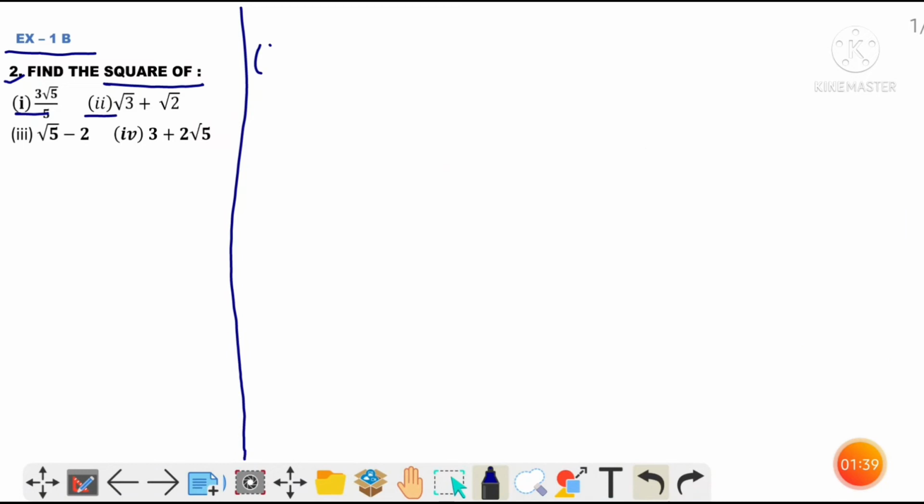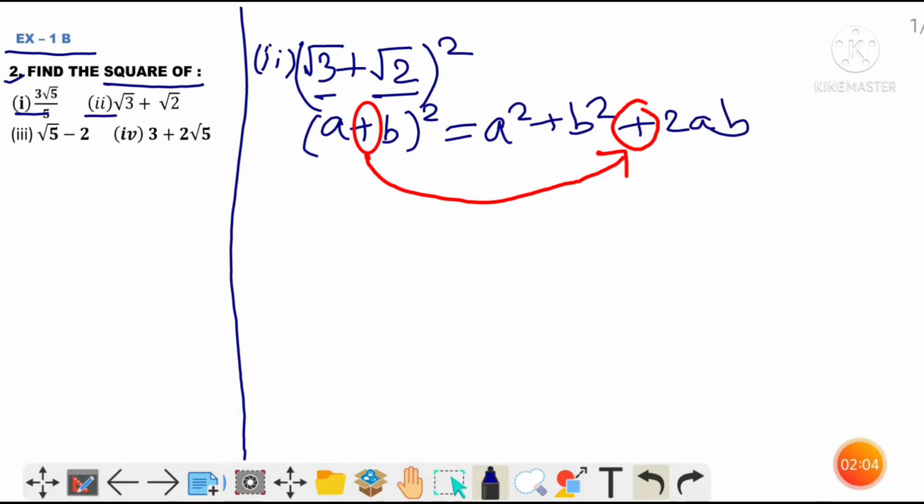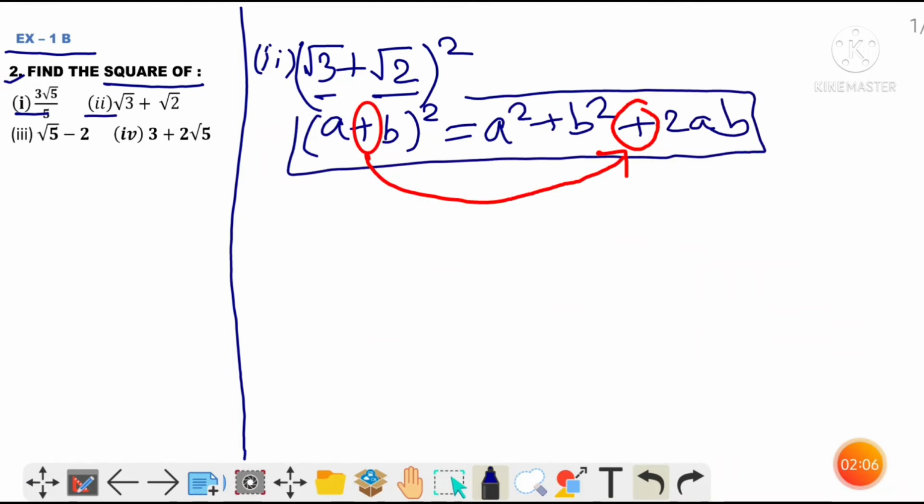Next question, question number 2. It is root 3 plus root 2. By doing the square of this, now see, we are getting some kind of formula. It is a plus b whole square, so it is a square plus b square plus 2ab. By applying this formula, we'll solve this second question.